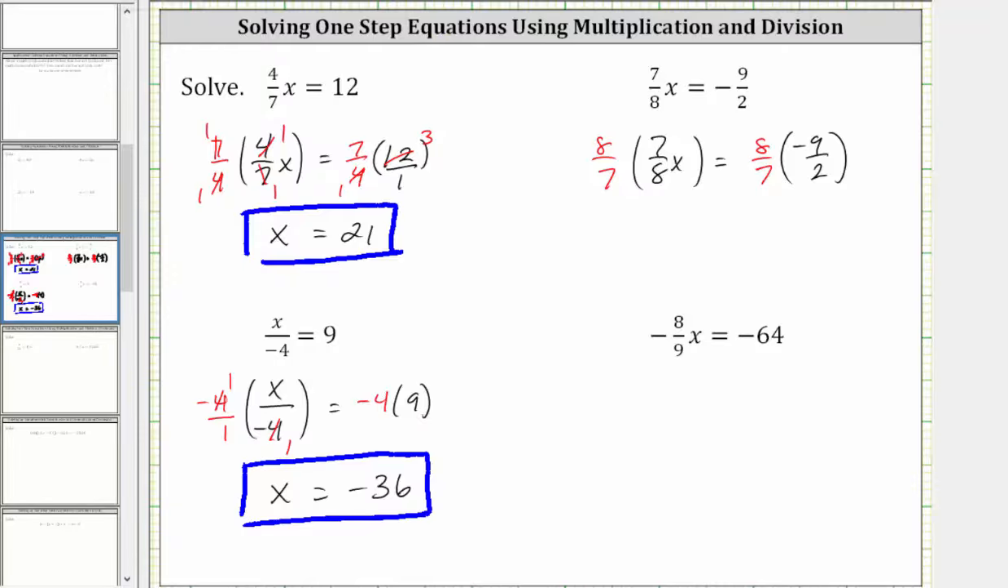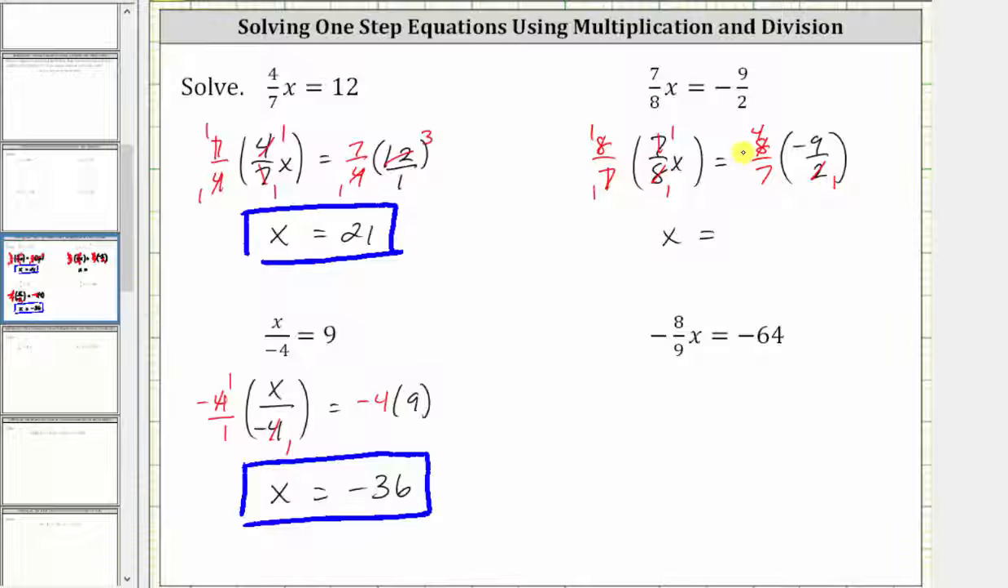Or again, showing the simplification, simplifying out the common factors of 8. 8 divided by 8 simplifies to 1 here as well as here. And then for the common factor of 7, 7 divided by 7 simplifies to 1 here as well as here. 1 times x is x. On the right, before multiplying, notice how 8 and 2 share a common factor of 2. Simplifying out the common factor of 2, 8 divided by 2 is equal to 4. 2 divided by 2 is equal to 1.